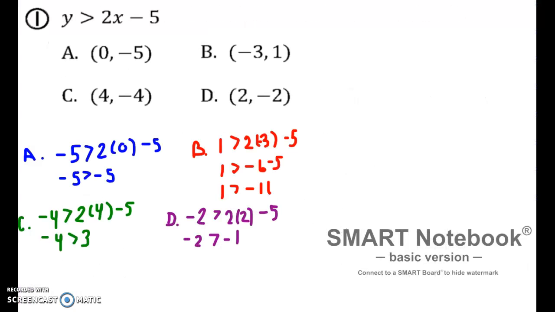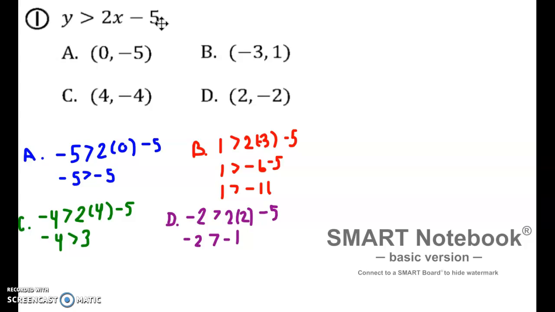Okay, so number 1 says y is greater than 2x minus 5. And then you're given four ordered pairs that you need to choose from. So the way you go about solving this is you take each ordered pair and you want to substitute it into the inequality. So here for letter A, you can see I've already done that. If the ordered pair is 0, negative 5, you substitute negative 5 in for y because that's your y value, and you substitute 0 in for x because that's your x value. So I went through and did that with every single ordered pair that we're given.